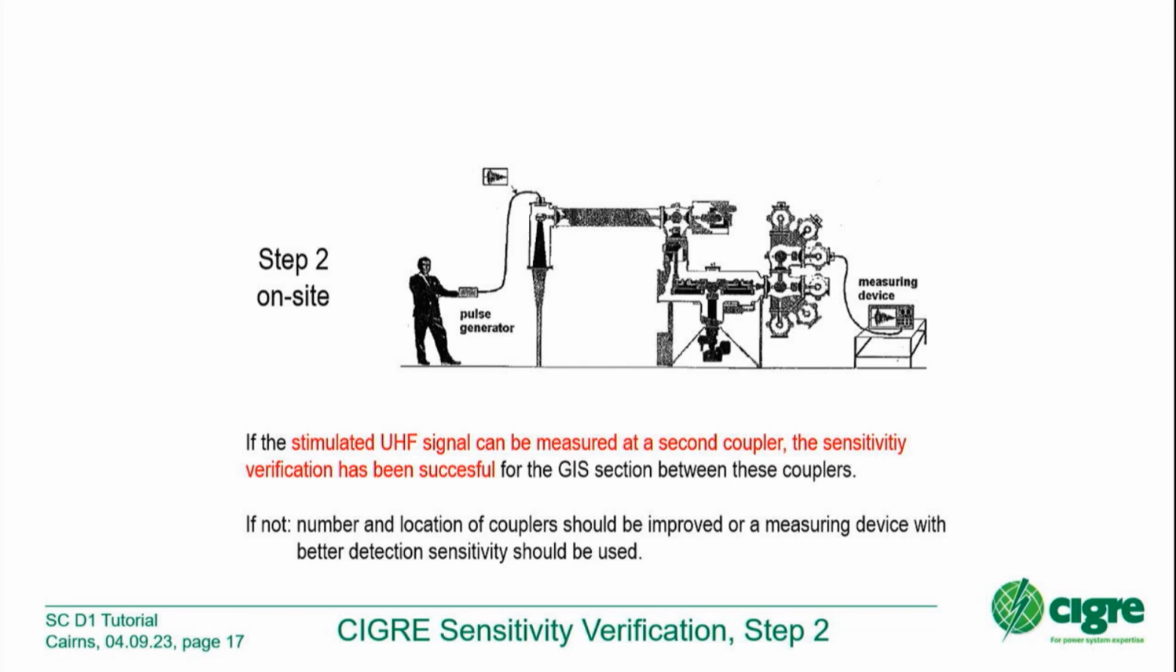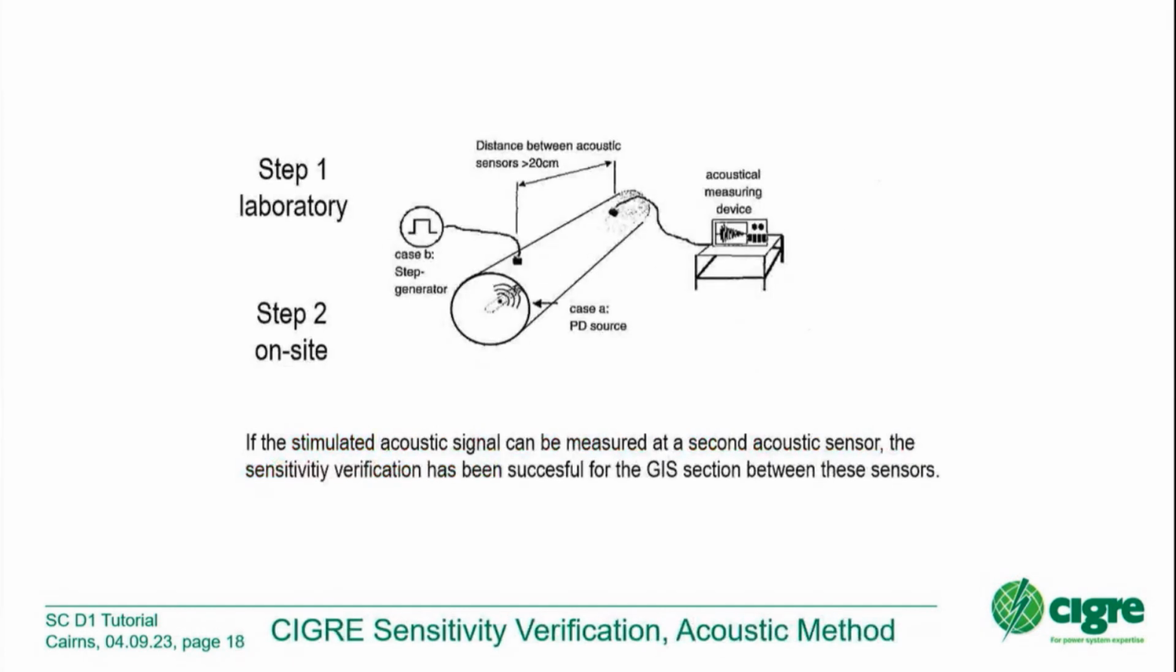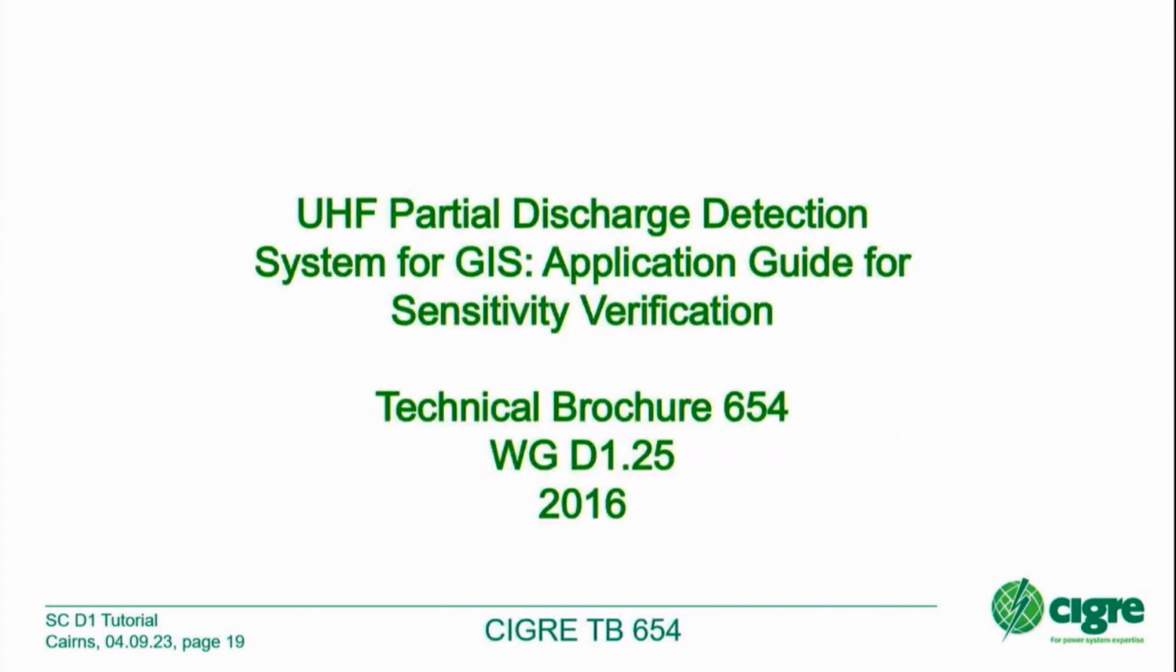That's important. So step two is to be done on site after the GIS is erected, shortly before the high voltage on-site test, because we want to use this system during the on-site test. Don't do first the high voltage on-site test and afterwards sensitivity verification step 2. That's the wrong sequence. The same can be done for the acoustic method: injection here, detection there. But again, very limited application of this technology.